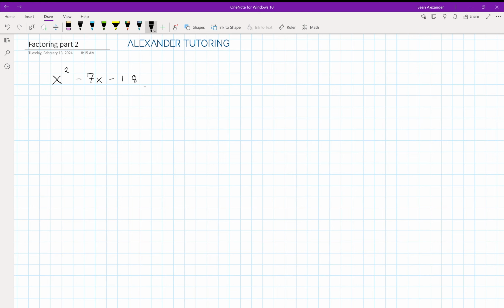This is a follow-up to the factoring video I did previously. This is factoring part 2, and in this case we're going to look at factoring quadratics, which is really common. A lot of students struggle with it, so I'm going to show you a system that I have for doing these that works every time.